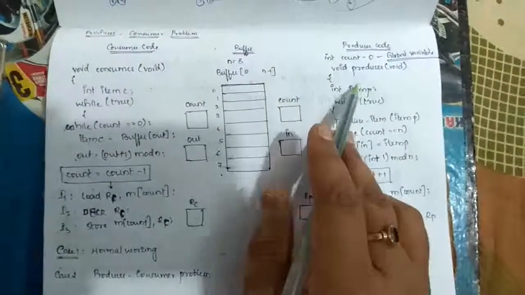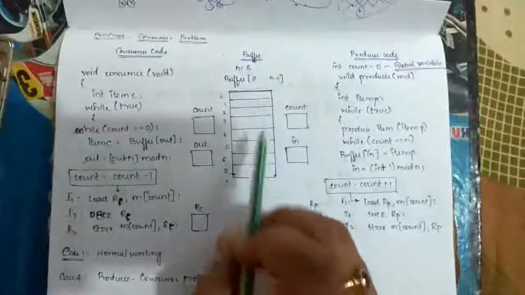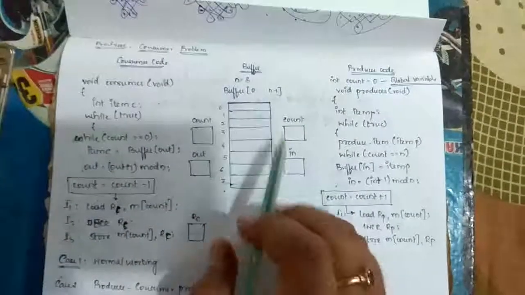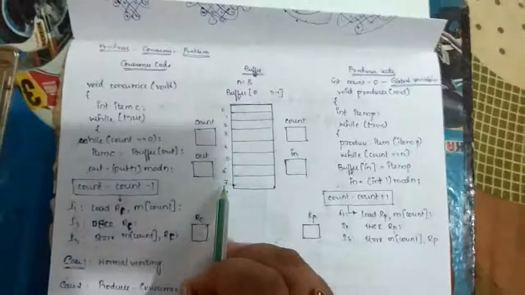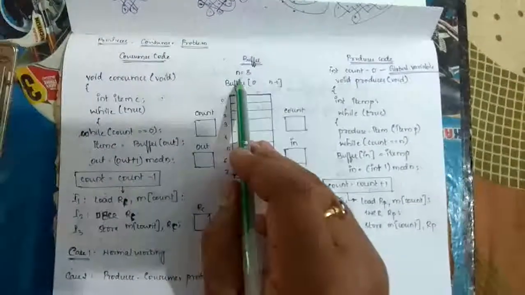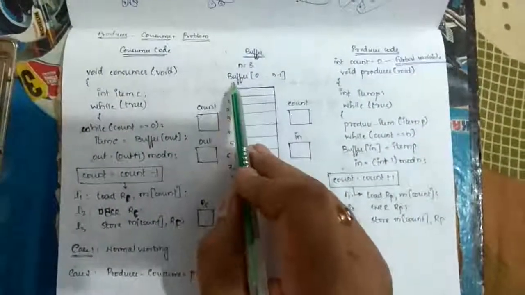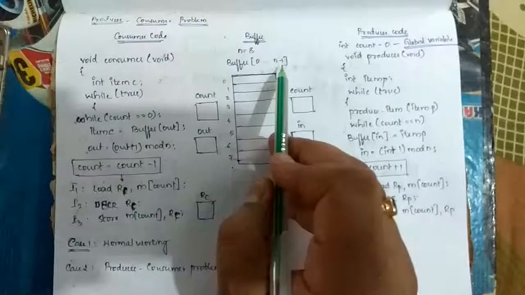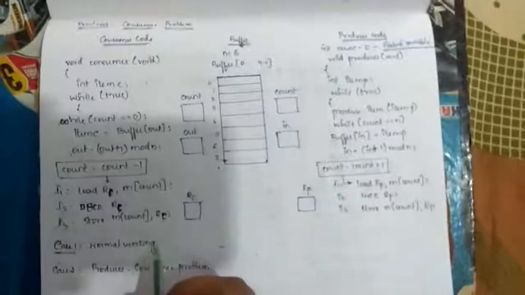So there has to be something in common between the consumer and the producer, and that is the buffer. This buffer is considered to be the shared area between the producer and the consumer. Now this buffer is divided into 8 slots ranging from 0 to 7, a total of n equal to 8. The total number is denoted by n, which is 8, and every slot is denoted by buffer of 0, buffer of 1, and so on till the last one, buffer of n minus 1.